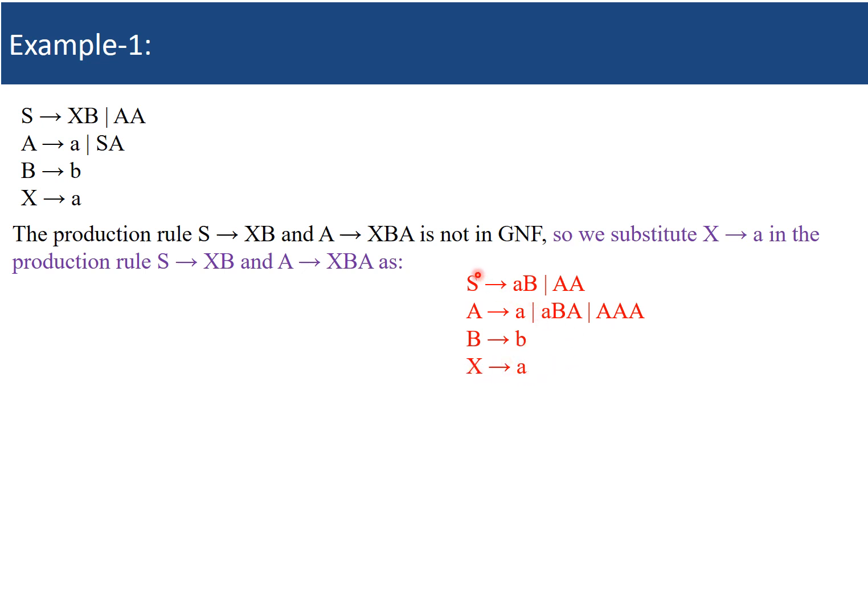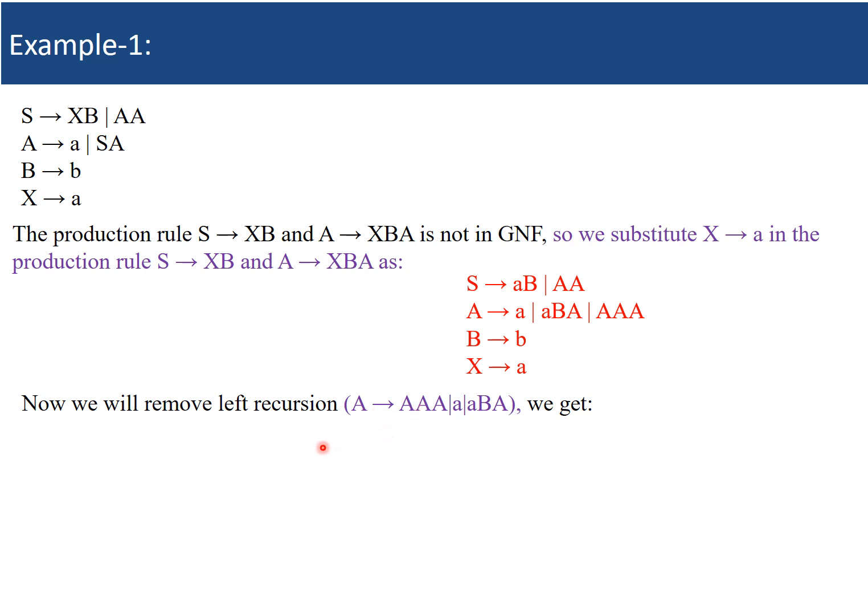Only two rules, S gives AA and A gives AA, are not in GNF. But look closely: the A production has a left recursion. Now we will remove it. I rearrange the A production like this: A gives AAA or a or aBA. What do you mean by left recursion? Left recursion is when the left-hand side and right-hand side start with the same non-terminal symbol. Such a grammar has left recursion.